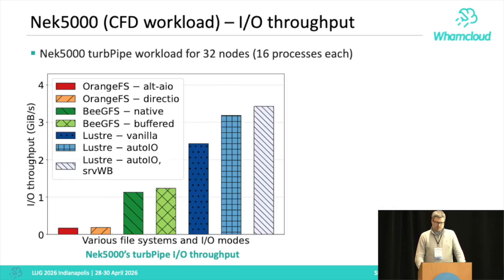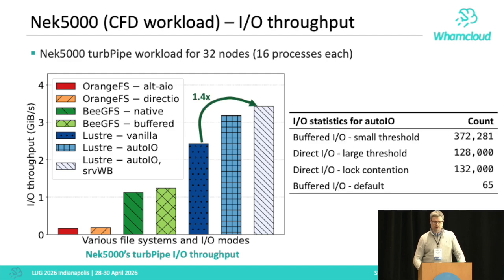Right. So if we look at the results here, again, the blue ones are Lustre. We see the speed up once again. So we have Lustre in the vanilla mode, so buffered I/O. Then if we have auto I/O, we already get an improvement. And then server-side write-back gives another improvement, I think around 10% here. But overall, it's like a 1.4 improvement.